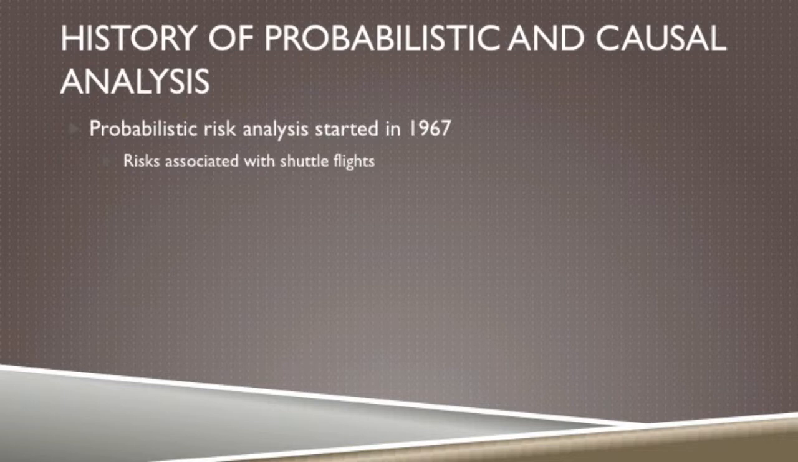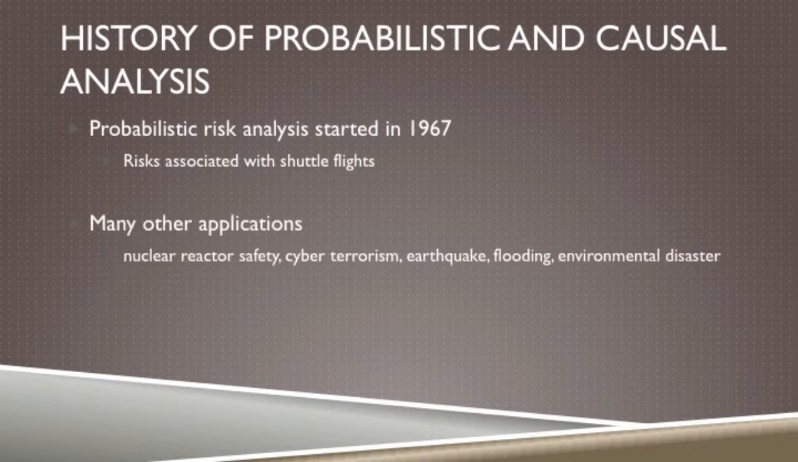Probabilistic risk analysis was started in the space industry in 1967. It was used as the standard approach for analyzing the risks involved with the shuttle flights. It has also been used in many other industries. Some examples include assessing nuclear reactor safety, preparing for cyber terrorism, earthquake predictions, floods and coastal design, environmental pollution, waste disposal, and environmental health. Application to the healthcare setting has been less common, but it has been used in the analysis of allergic reactions, medication errors, falls, and infant mortality.